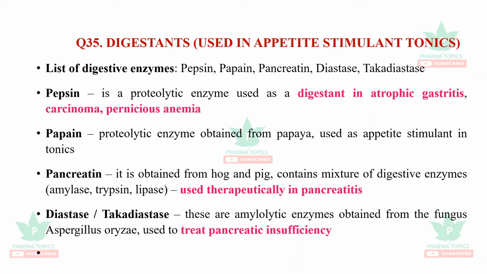Pancreatin is obtained from hog and pig, contains a mixture of digestive enzymes such as amylase, trypsin, and lipase, used therapeutically in pancreatitis. Diastase and taka-diastase are amylolytic enzymes obtained from the fungus Aspergillus oryzae. It is used to treat pancreatic insufficiency.